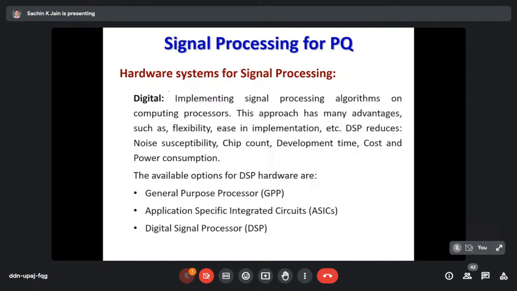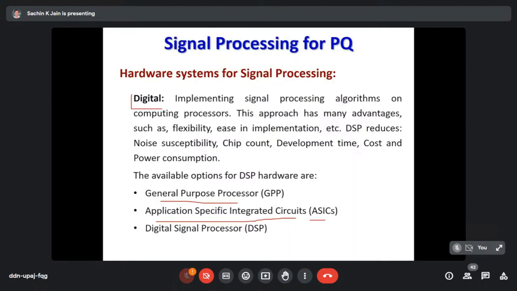And what are the available options for digital signal processing? Either you use general purpose processors like Intel Pentium processors, what we use in our computer systems, or you use application specific integrated circuits. We call them ASICs.